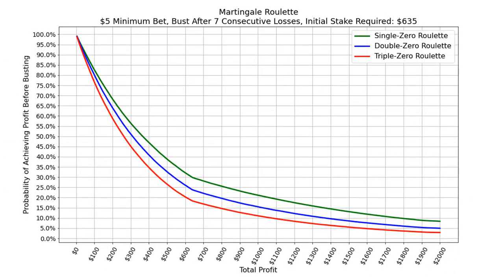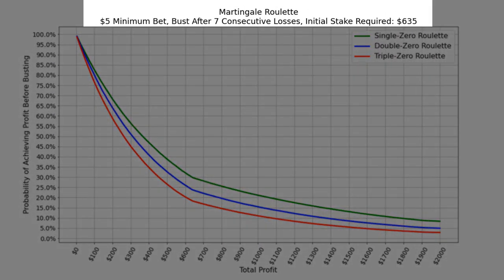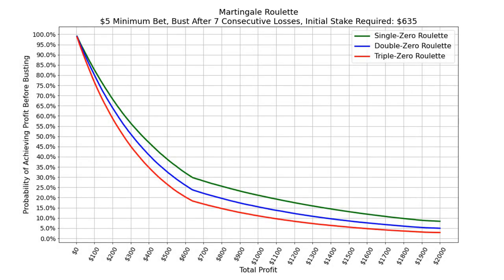Here's the chart for a $5 minimum bet busting after 7 consecutive losses, requiring an initial stake of $635. Again, I'll wait for a few seconds so that anyone who's interested can pause the video to study this particular scenario.